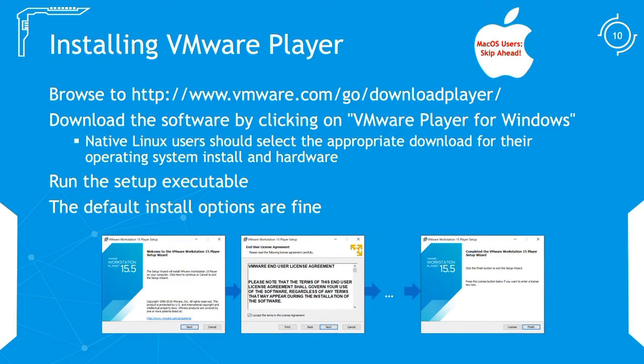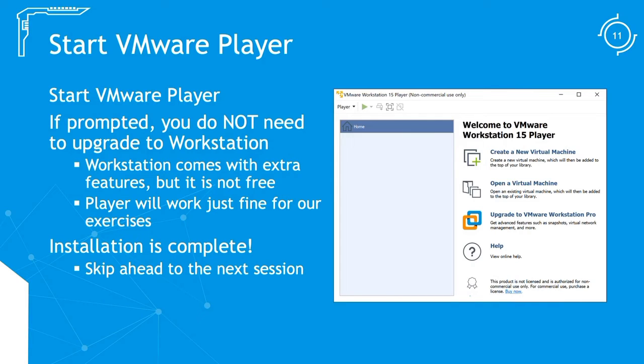Now, as the version numbers change, the user interface might change just a little bit. The installation should be the same. Essentially, just click next, next, next, next to get the installation set up. Next, we're going to start VMware Player. At this point, you may be prompted to say, hey, do you want to upgrade to Workstation? You do not need to do this.